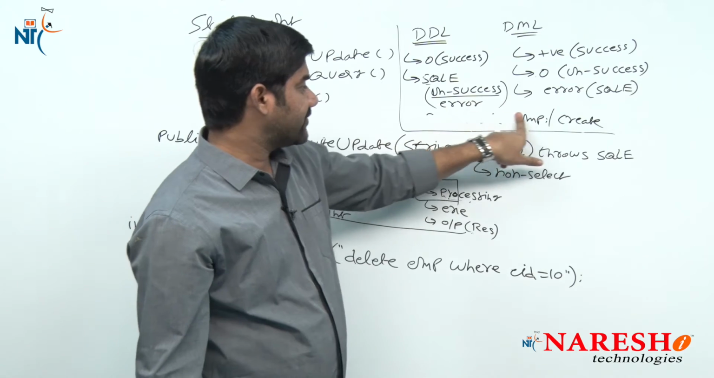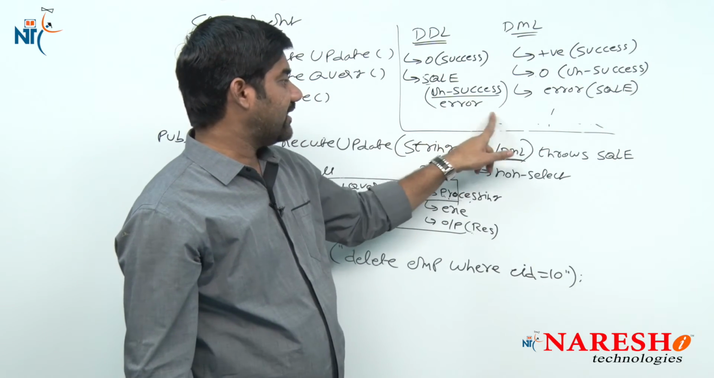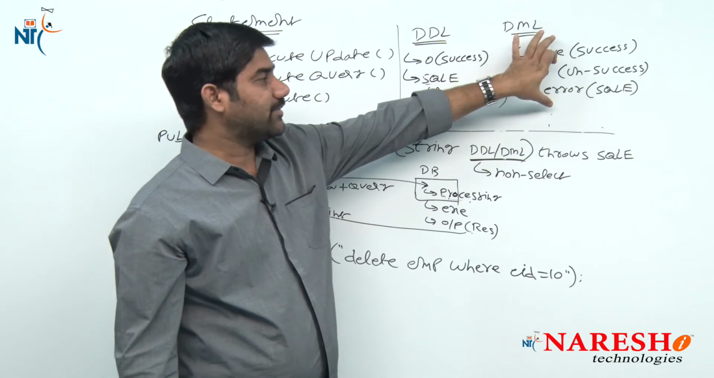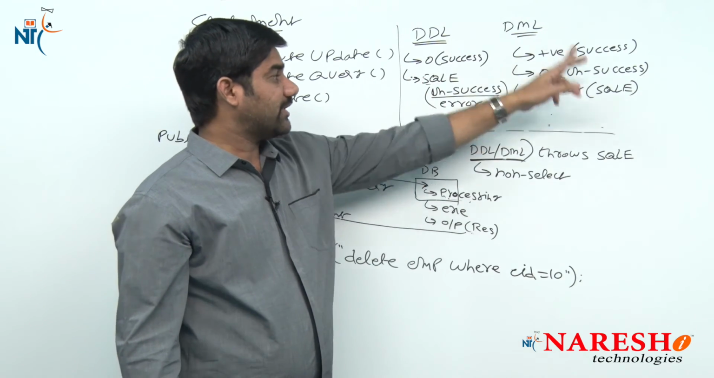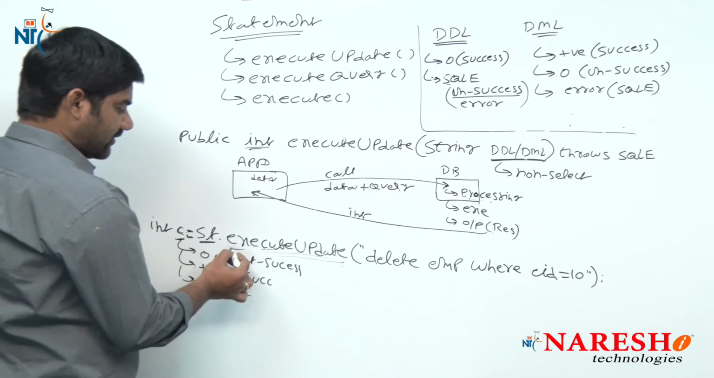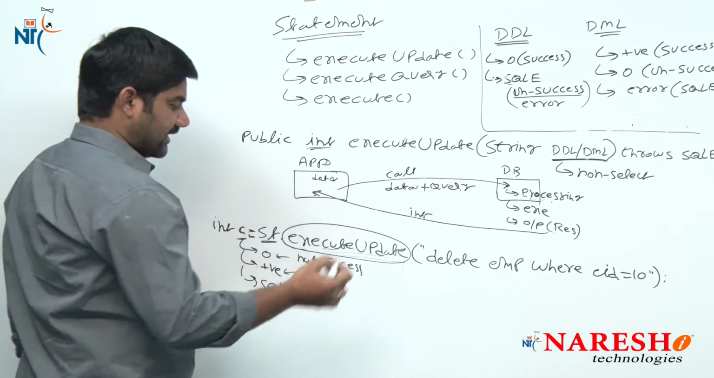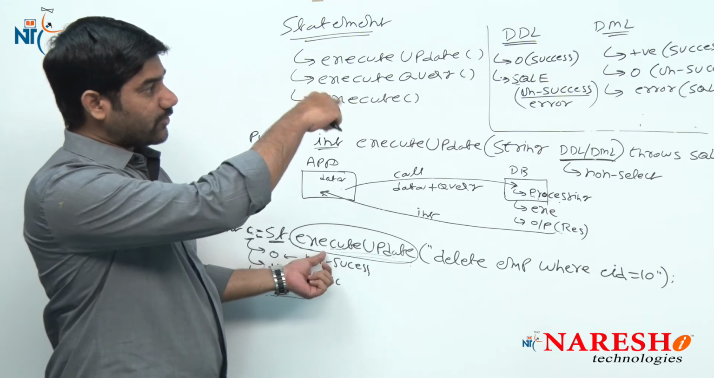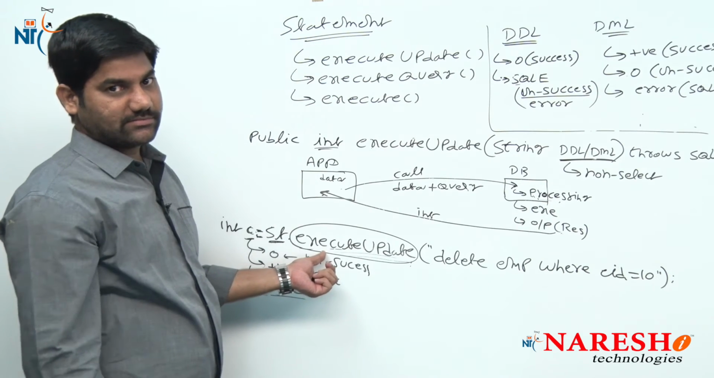So, this is the difference between the returning values of DDL and DML. The DDL return type is this one and the DML return type is this one. Who is going to handle all these situations? All these situations are going to be handled by one and only one method, the execute update method. This is the method that properly handles all those situations.